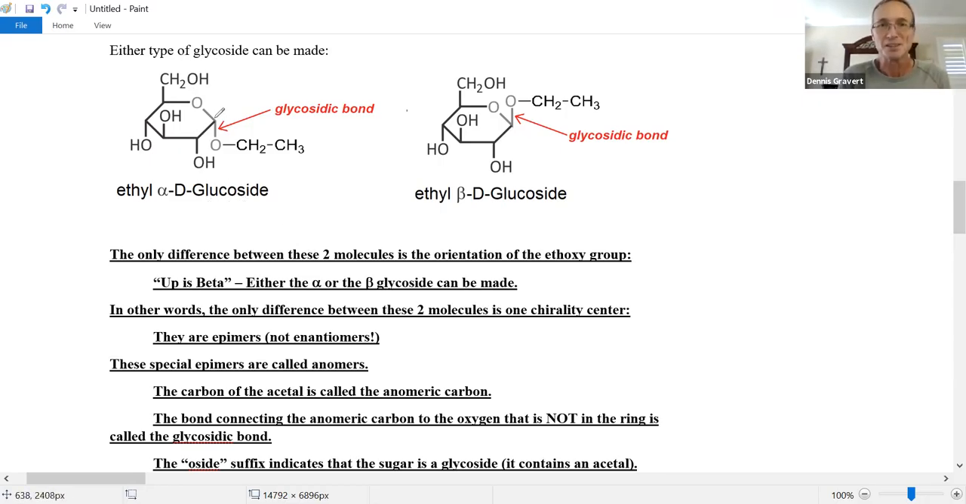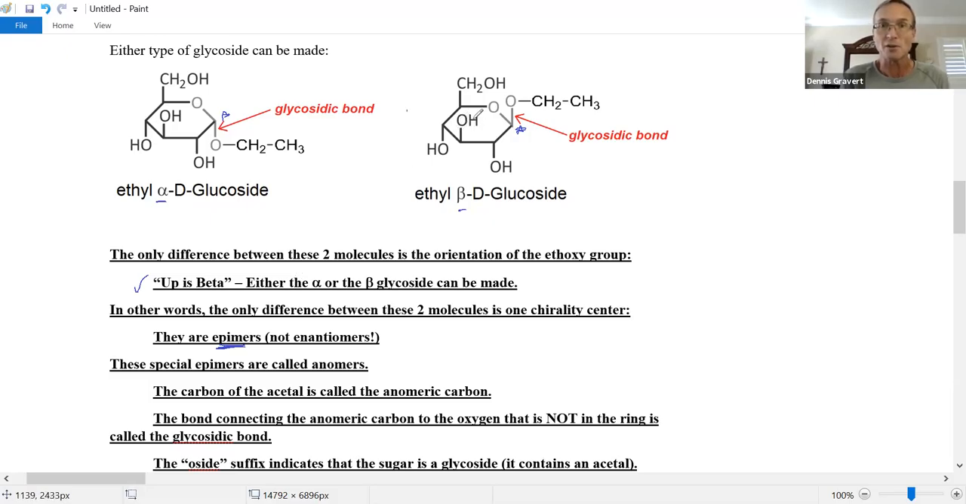Okay, when you close up the ring, hemiacetal or an acetal, the bond outside the ring could be pointing down, that's the alpha form, or it could be pointing up, that's the beta form. Up is beta. The only difference between these two molecules is that one chirality center, the stereochemistry, alpha or beta. One stereogenic center difference makes them epimers, right?